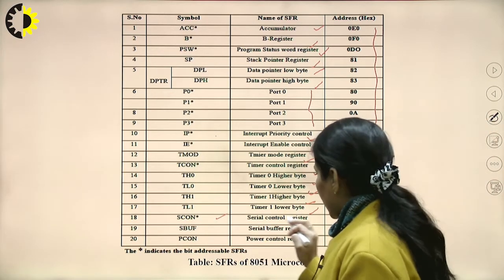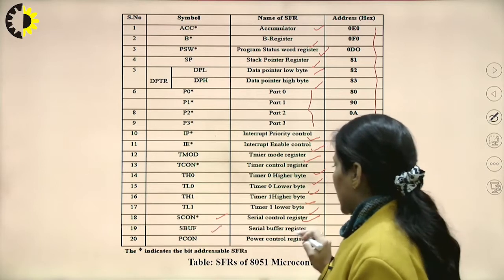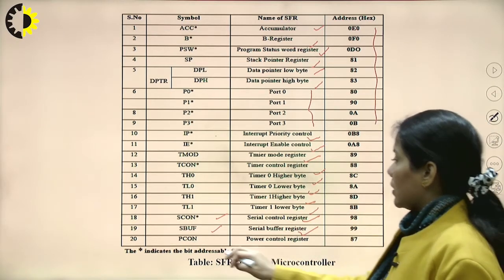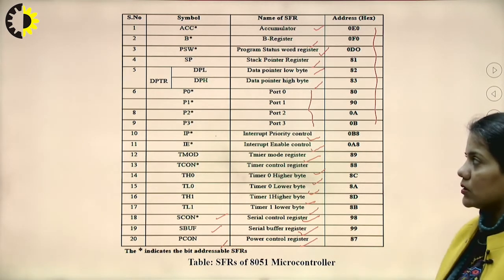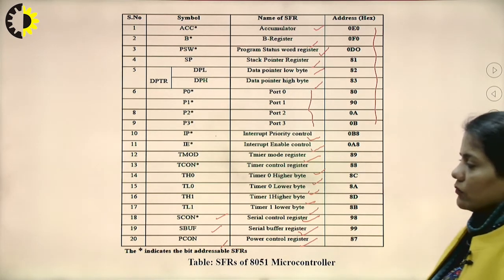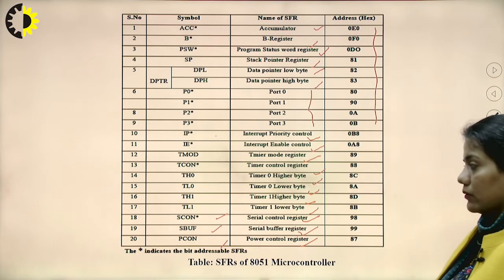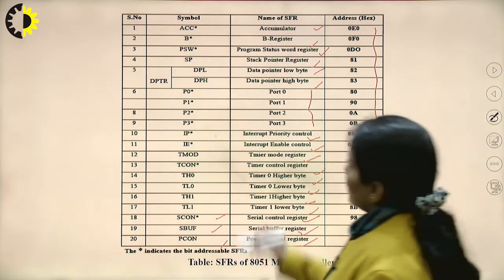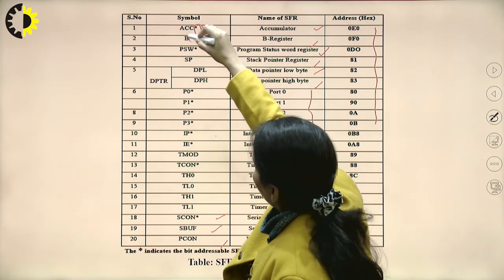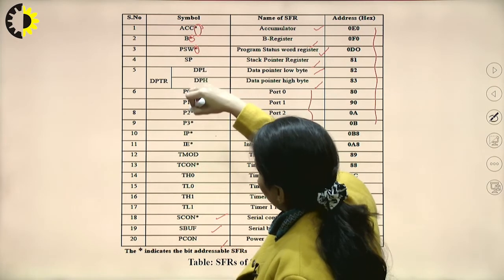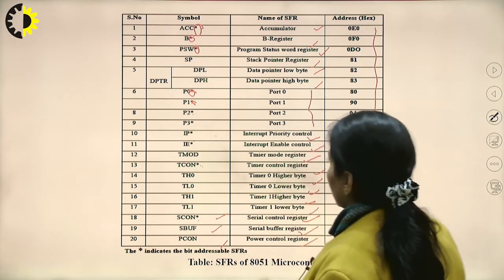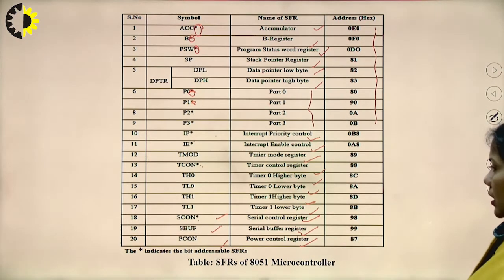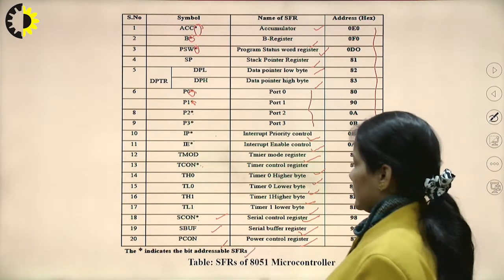SCON denotes serial control register. SBUF means serial buffer register. PCON means power control register. So this is the whole list of 20 SFRs which are available in 8051. The star indicated here means that these registers are bit addressable SFRs.